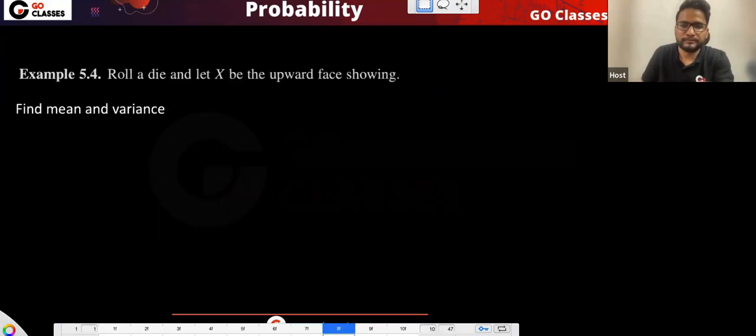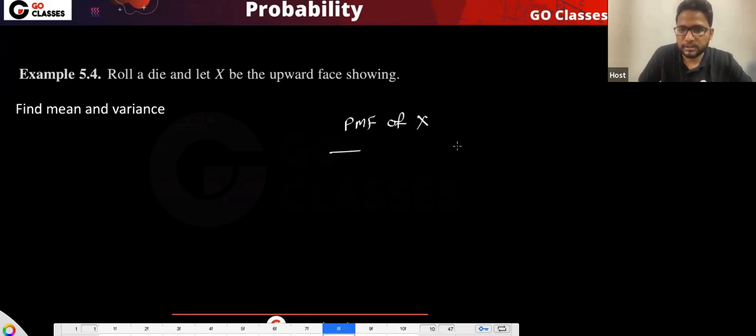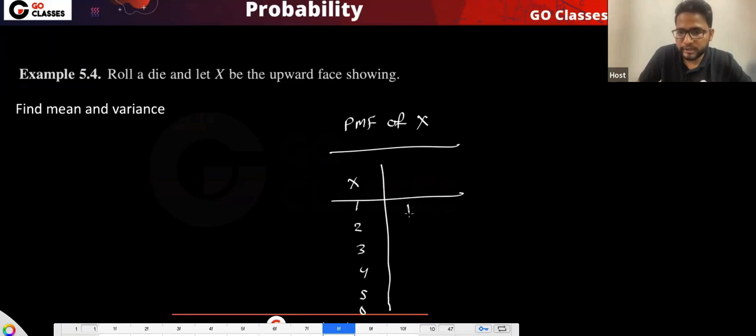For example, suppose you are rolling a die and x is the upward face showing, so x represents the number that comes out as the outcome. First of all, tell me what is the PMF of x. Since x can take values 1, 2, 3, 4, 5, 6, and each value is equally probable, I will say it is 1 by 6 probability for each, right?